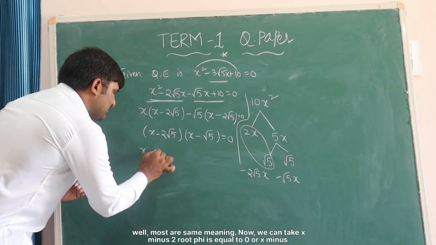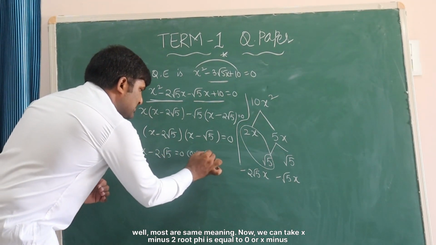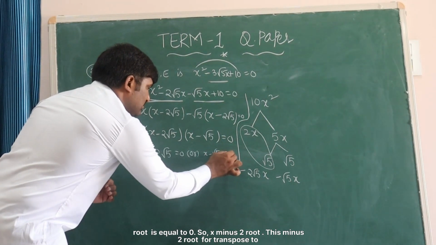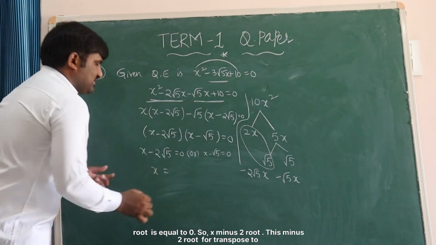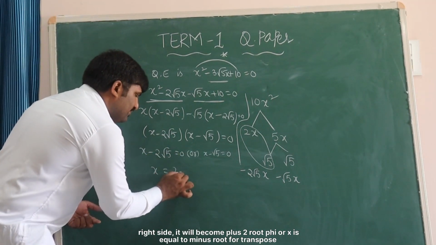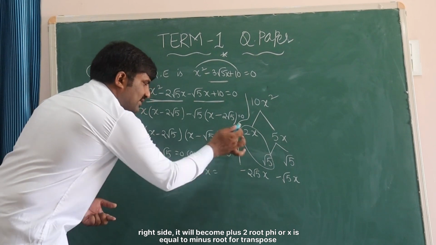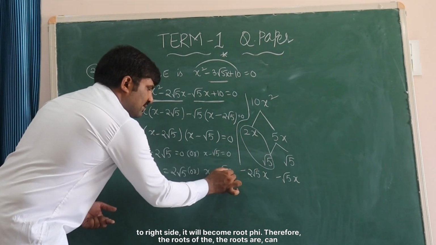Now we can take x minus 2 root 5 is equal to 0, or x minus root 5 is equal to 0. So x minus 2 root 5: this minus 2 root 5 will transpose to the right side. It will become plus 2 root 5. Or x is equal to minus root 5, which will transpose to the right side and become root 5.